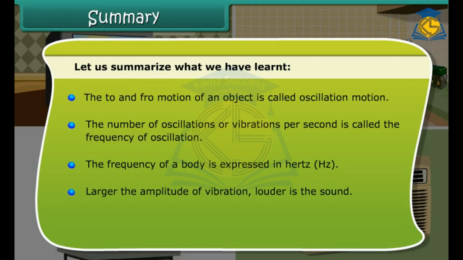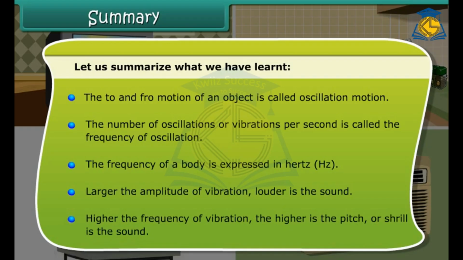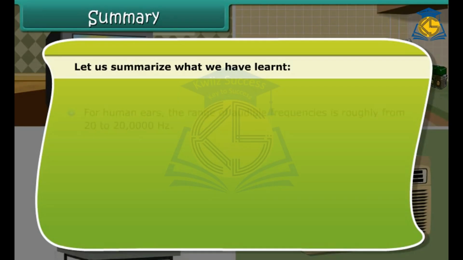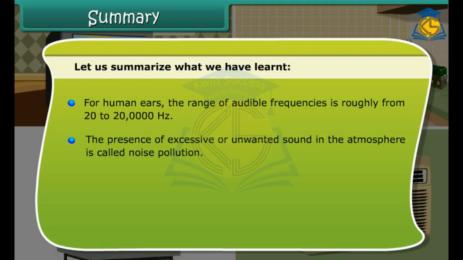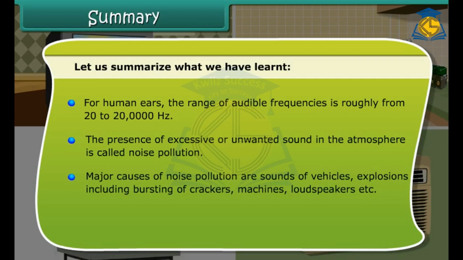Larger the amplitude of vibration, louder is the sound. Higher the frequency of vibration, the higher is the pitch or shrill is the sound. For human ears, the range of audible frequencies is roughly from 20 to 20,000 Hz. The presence of excessive or unwanted sound in the atmosphere is called noise pollution. Major causes of noise pollution are sounds of vehicles, explosions including bursting of crackers, machines, loudspeakers, etc.